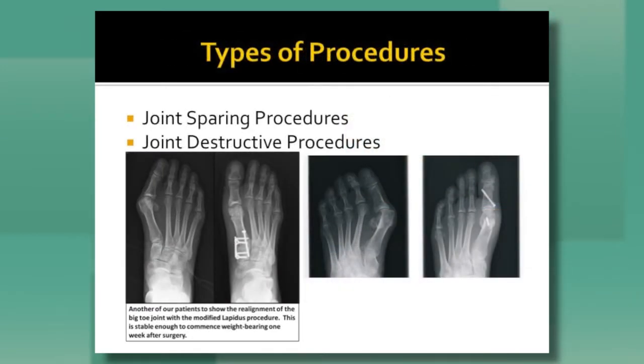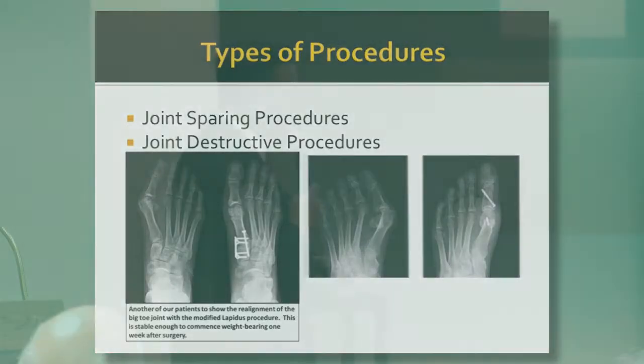There are two types of procedures that you can perform for bunion deformities, okay? They are joint sparing or joint destructive. In my practice, I only perform 3 to 4 different types of procedures for bunion deformities. In the medical literature, there are probably over 50 different types of bunion procedures that have been performed over the last 100 years. I perform essentially 3.